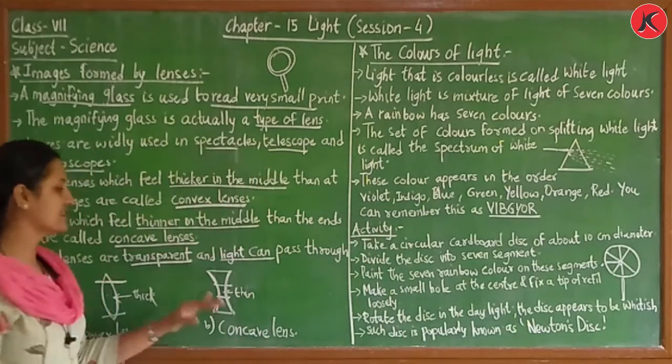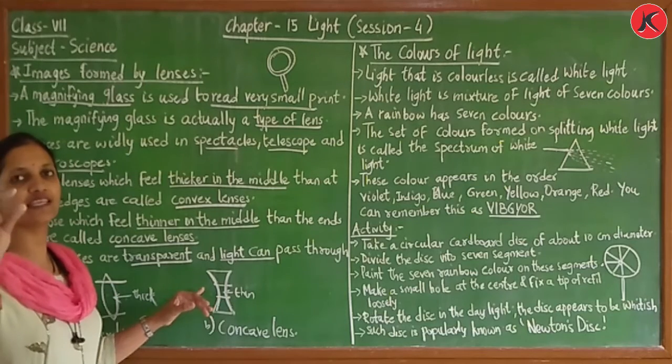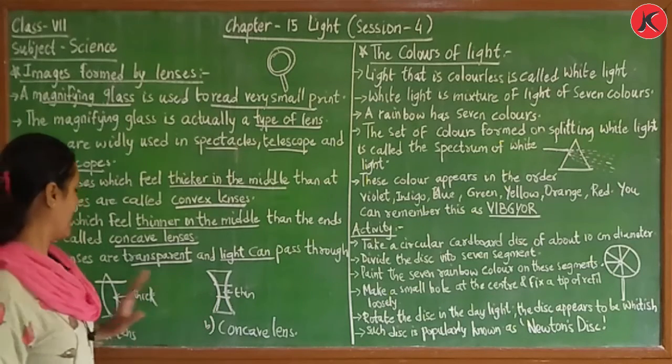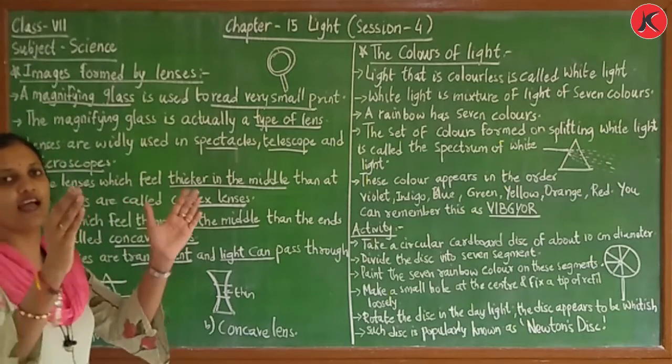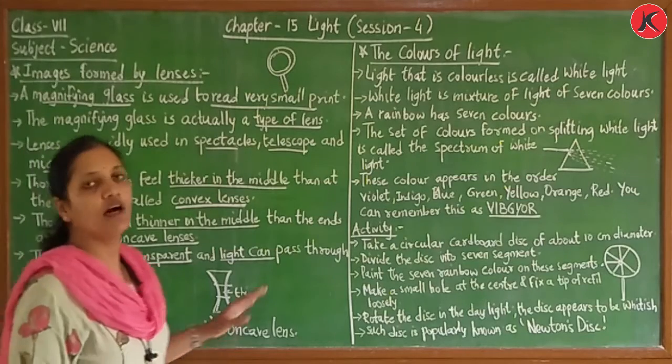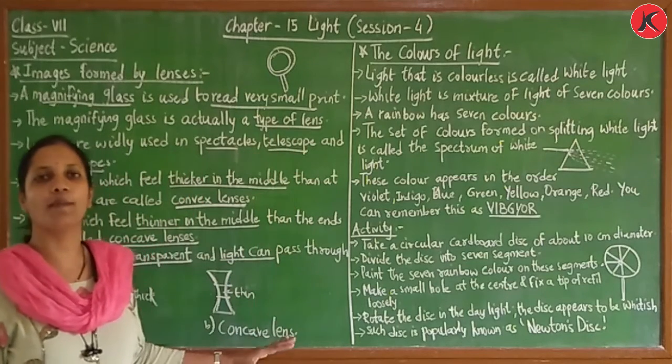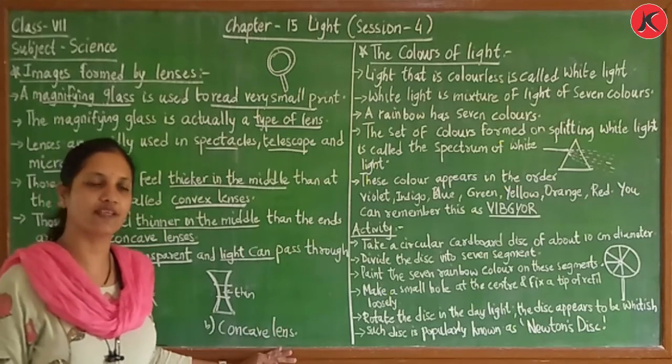So a concave lens shows the object in smaller size. And in a convex lens, you can see the enlarged image of the object. So this was about concave lens and convex lens.